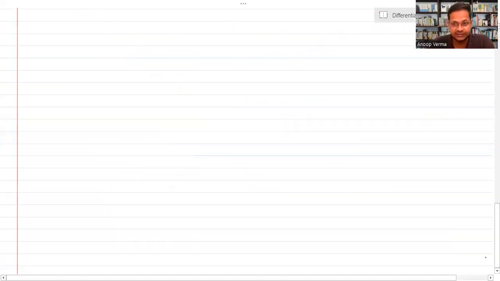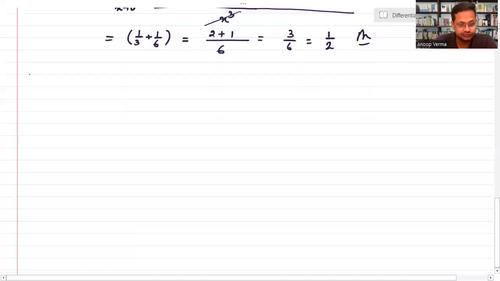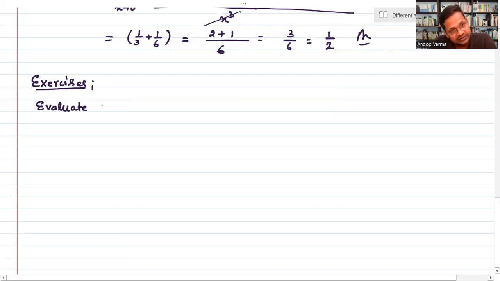Now exercises. The first problem is what they are asking about. Evaluate in each of the problems the following limits.